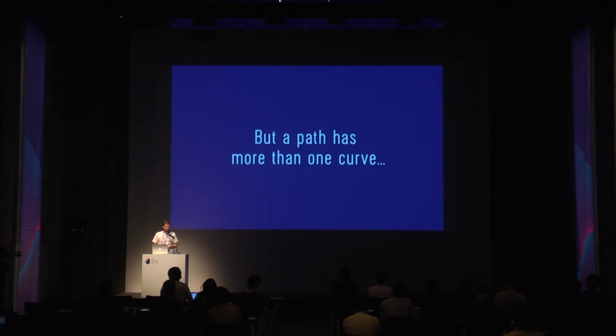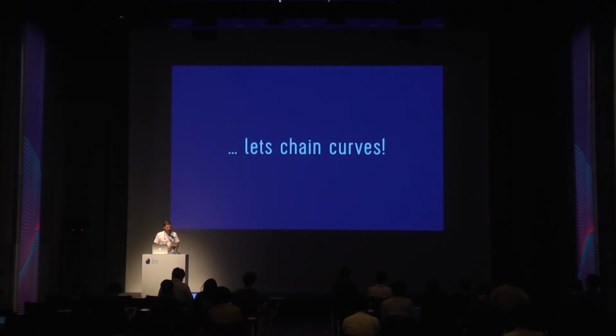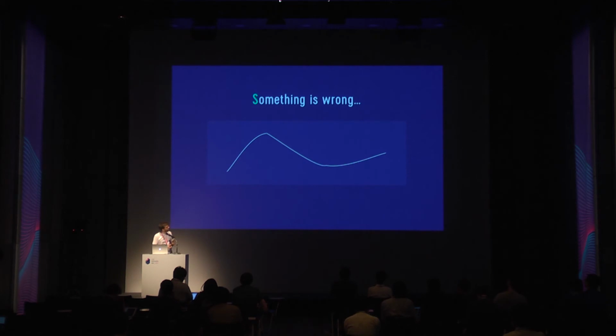So, good, we know how to draw curves now. At least we know how to draw one, but a smooth path has more than 1 curve, right? Well, we can just chain them together. Something is wrong, maybe. It doesn't really look smooth. Let's have a look at the control points. Control points are there, but we just added them without a real rule, right?